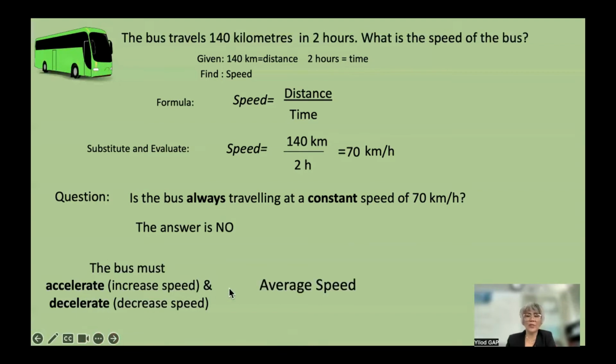So we are actually looking at the average speed in this one, guys. So it is equal to the total distance divided by time. That's the average speed. So the 70 kilometers per hour in here would mean it's the average speed. And it does not mean that the bus just maintained 70 kilometers per hour for 2 hours.